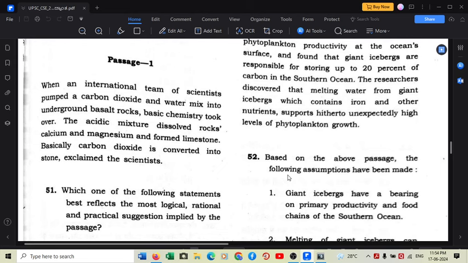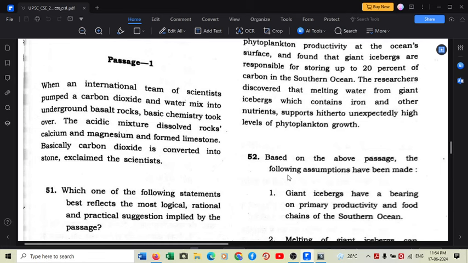When an international team of scientists pumped a carbon dioxide and water mix into underground basalt rocks, basic chemistry took over. The acidic mixture dissolved rocks' calcium and magnesium, and formed limestone. "Basically, carbon dioxide is converted into stone," exclaimed the scientist.